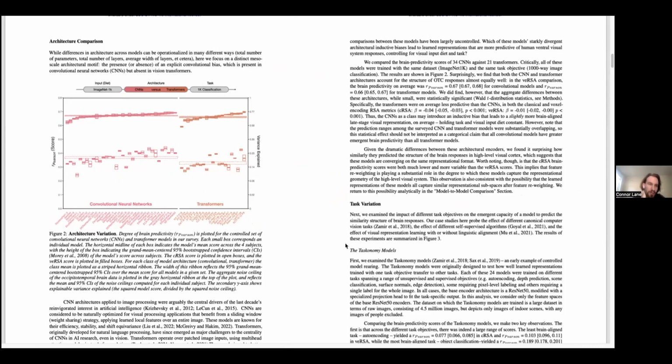Do you remember what the error bars are? You see how there are little error bars on each of the individual plots? I mean, each of the individual markers.